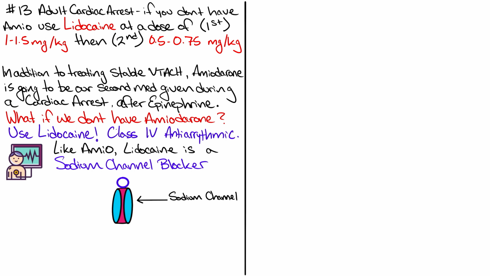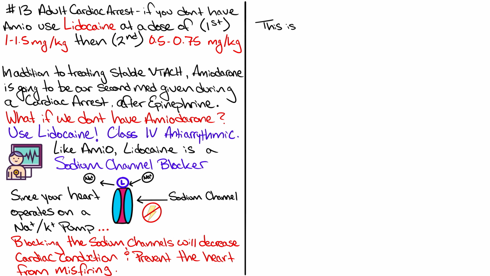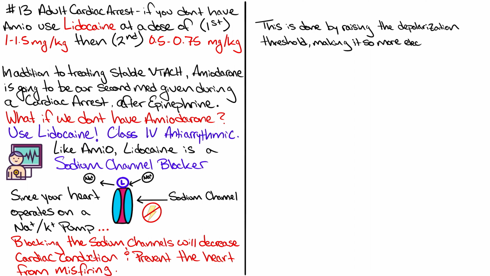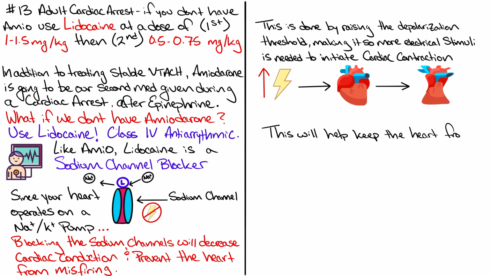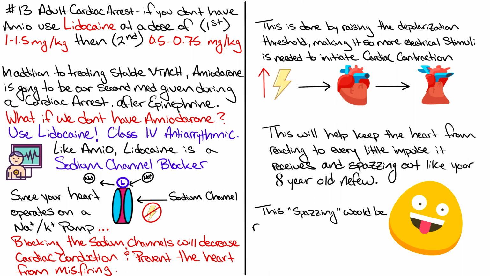Since your heart operates as a sodium-potassium pump, blocking the sodium channels will decrease cardiac conduction and prevent the heart from misfiring. Well, that is the hope anyways. This is done by raising the depolarization threshold, making it so that more electrical stimuli is needed in order to initiate cardiac contraction. This will help keep the heart from reacting to every little impulse it receives and spazzing out like your 8-year-old nephew. This spazzing would be recognized on the ECG as fibrillation.